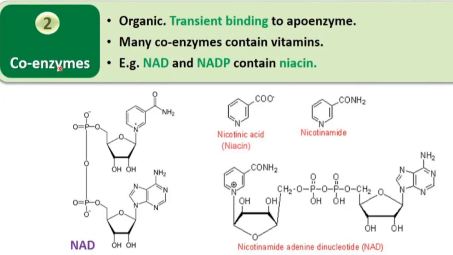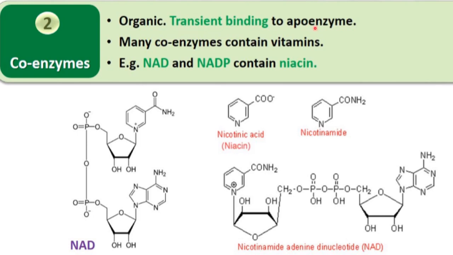Then the next type of cofactor is coenzymes. Coenzymes are also organic in nature, like prosthetic groups, and their binding to the apoenzyme is transient. Transient binding means they get bound to that enzyme only at the time of catalyzing the reaction. After the reaction is complete, they get detached from the apoenzyme. That's why this binding is called transient binding.